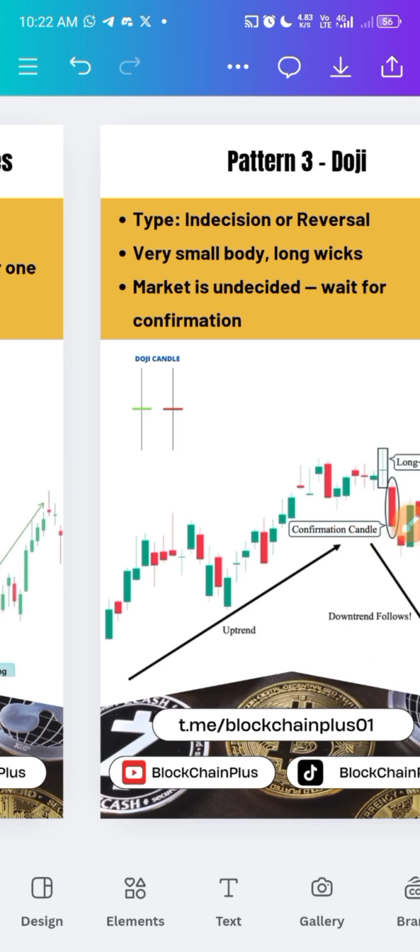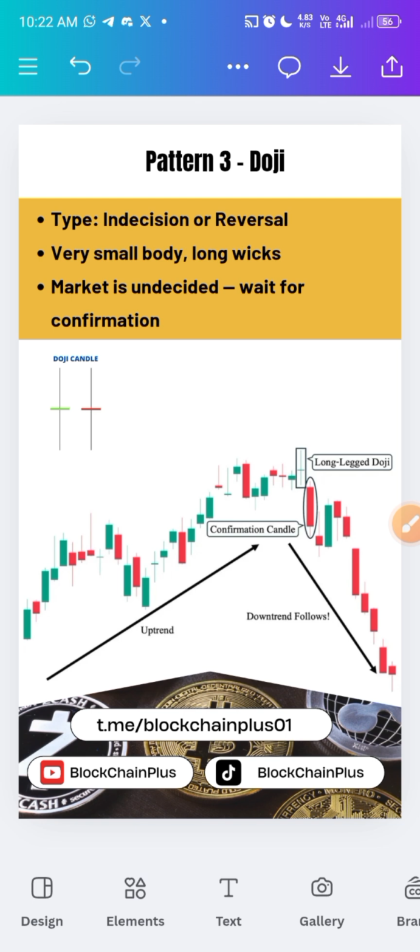Now the third one is your doji. So your doji is an indecision or reversal candle. It means that the buyers and the sellers don't know what is happening. They don't know where to go. So they're just waiting to see which one supersedes. Now it comes with a very small body and a long wick.